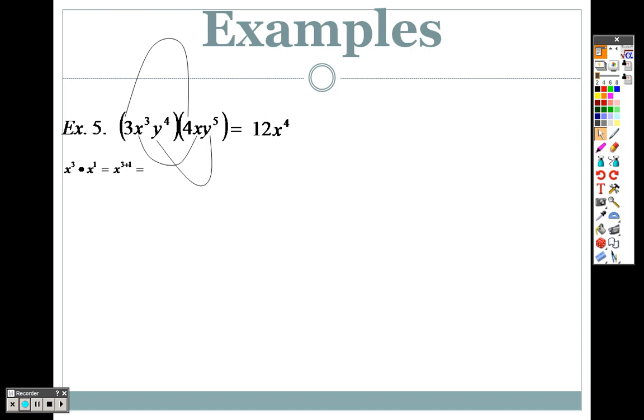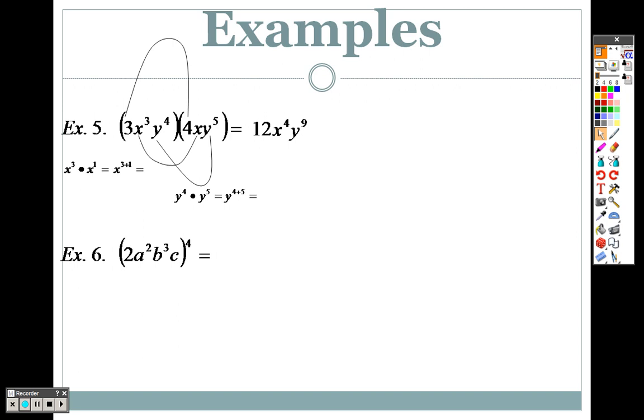And now we are on to the y's. We have a y to the fourth and a y to the fifth. So you take the exponents and you add them together. So y to the fourth and y to the fifth, you get y to the ninth power. Alrighty, so there's your answer.